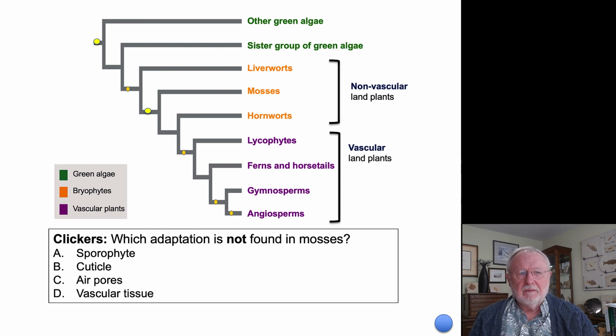Clicker question. Which adaptation is not found in mosses? The sporophyte, the cuticle, the air pores, or the vascular tissue? I think I've given away the answer here. It's, of course, the vascular tissue. Vascular tissue is a more derived feature not found in mosses, but mosses do have a sporophytic portion, they do have a cuticle, and they do have air pores.